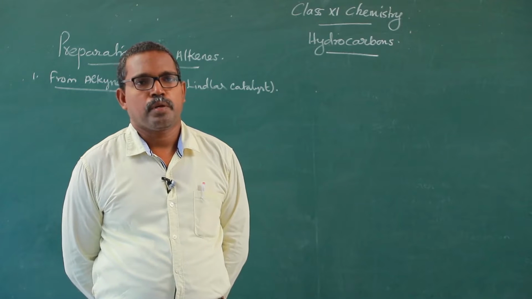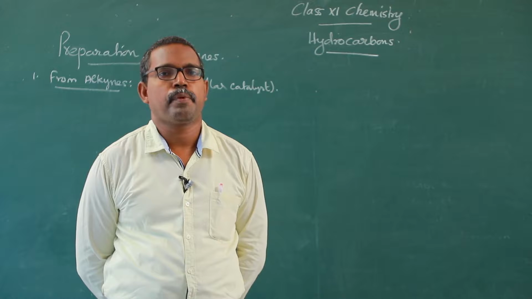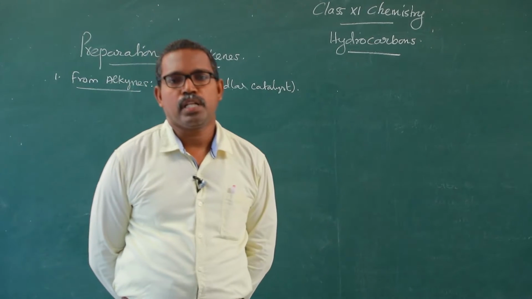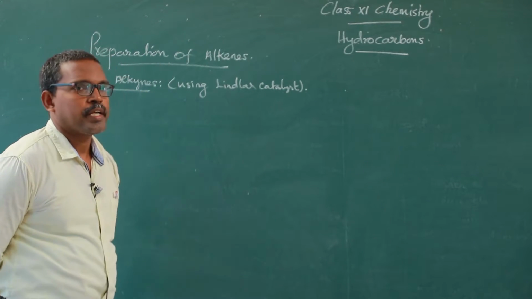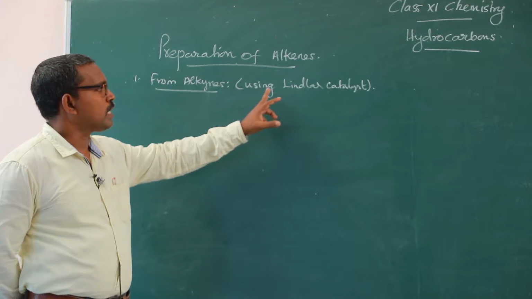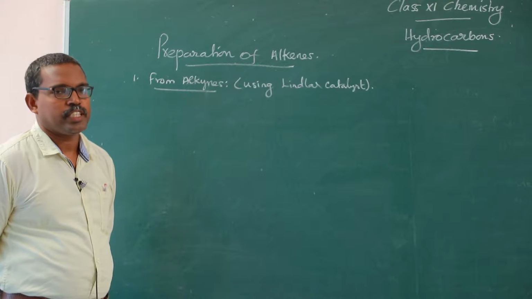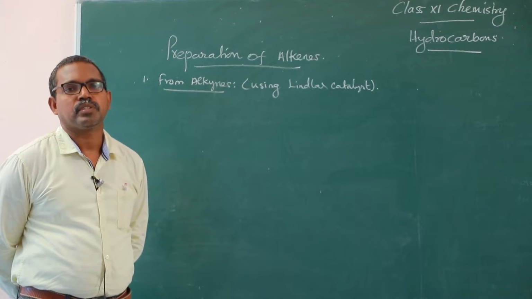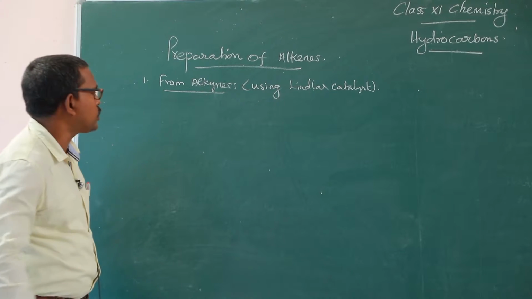Under hydrocarbons, today we are going to discuss the methods of preparing alkenes. Alkenes are prepared in the laboratory by various methods. First of all, alkenes are prepared from alkynes by using Lindlar catalyst. I already told you the hydrogenation process or reduction of alkyne gives alkenes. Reduction of alkynes gives alkenes.